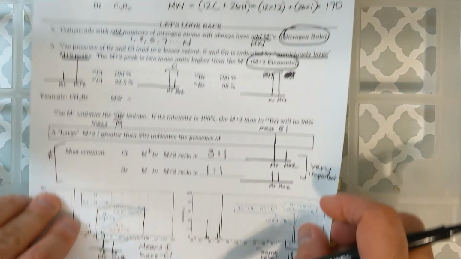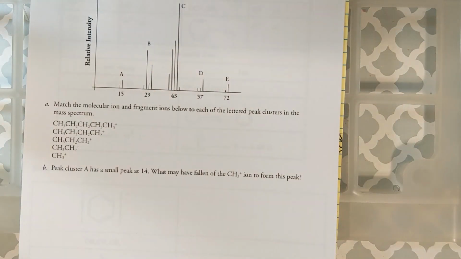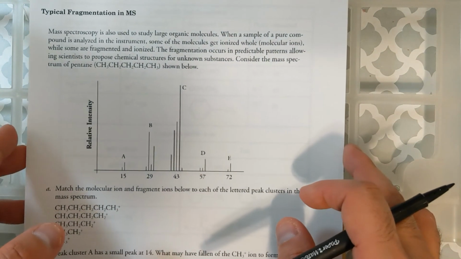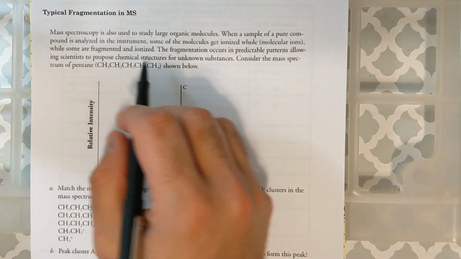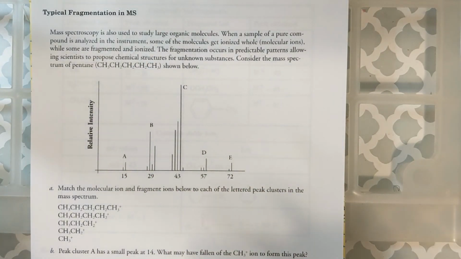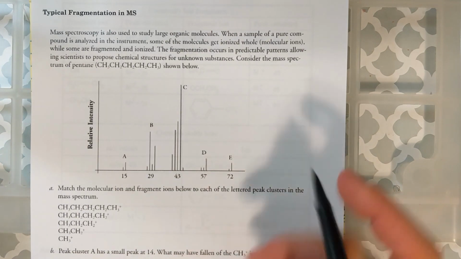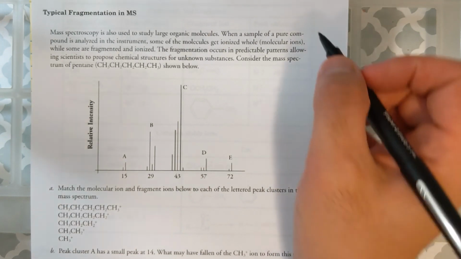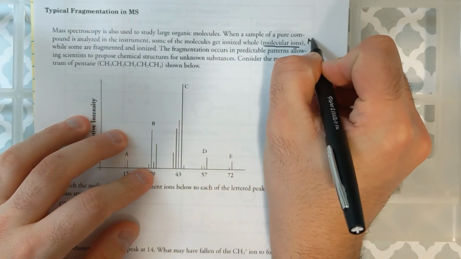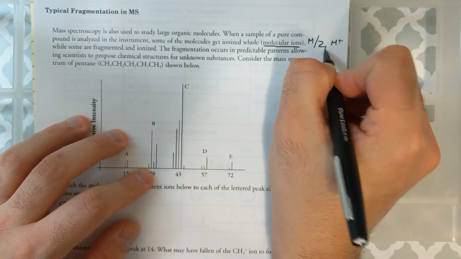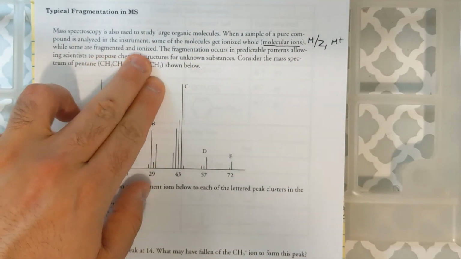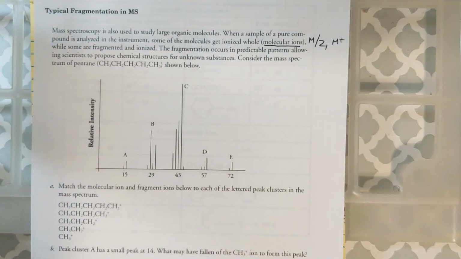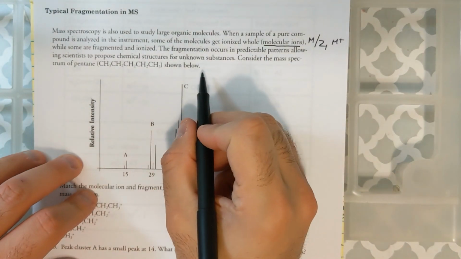So we're about to move on to a bigger part of mass spectra, which is what these other peaks mean. So now on the next page, we have typical fragmentation in mass spectroscopy. Mass spectroscopy is also used to study large organic molecules. When a sample of a pure compound is analyzed in the instrument, some of the molecules get ionized into molecular ions. M over Z, M plus, okay? While some are fragmented and ionized.